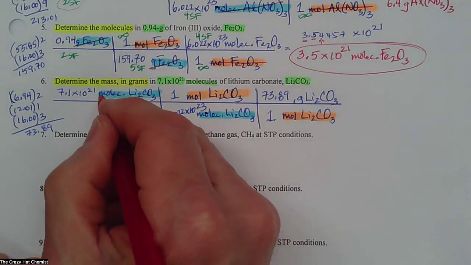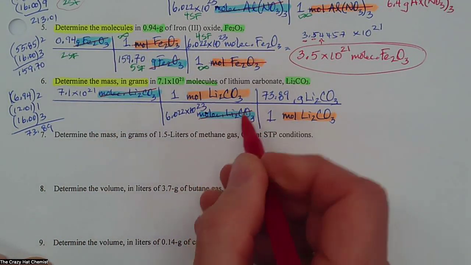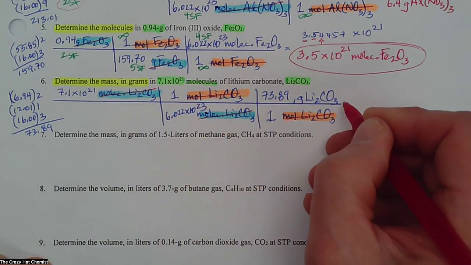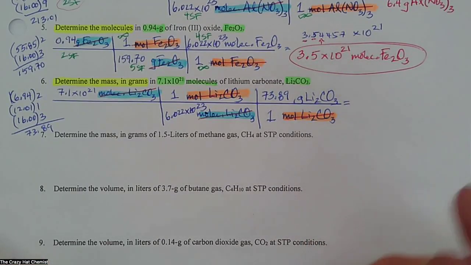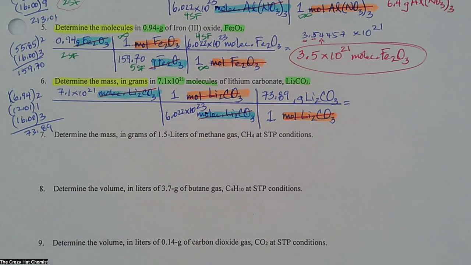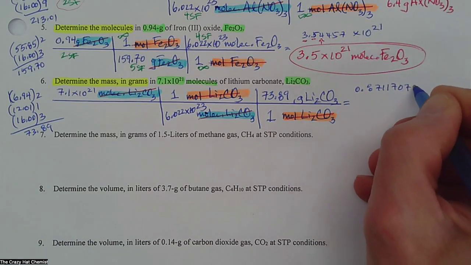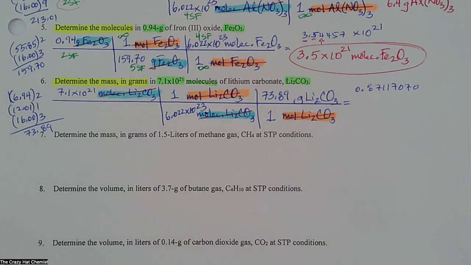I'm going to cancel out molecules and lithium carbonate, units and formula. Moles of lithium carbonate, moles of lithium carbonate. I'm going to get a numeric value in my calculator, and that is 7.1 times 10 to the 21 divided by 6.022 times 10 to the 23rd, then times 73.89. And I am going to get 0.87117070, etc. There are more numbers there, but I don't really need that.